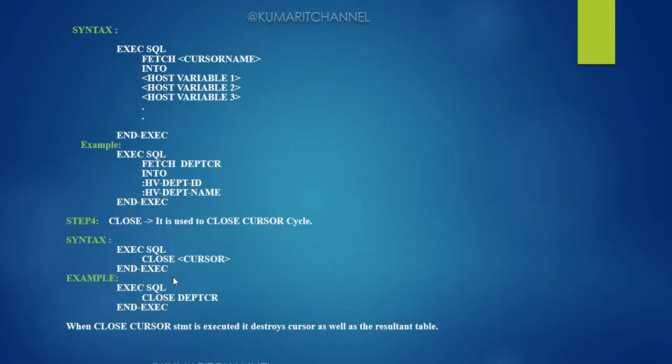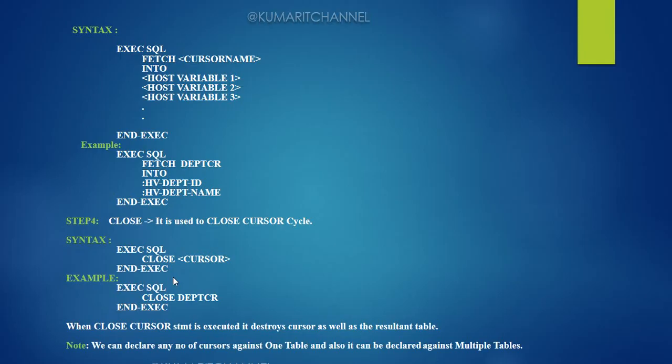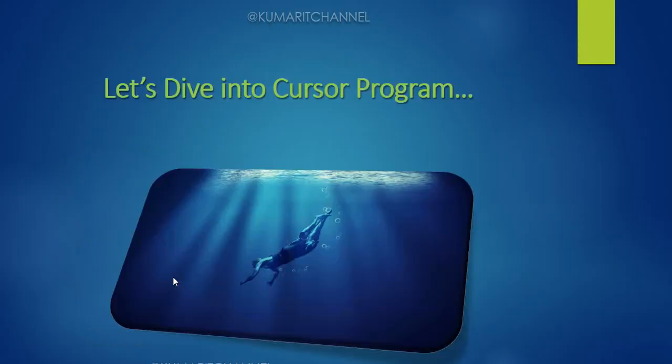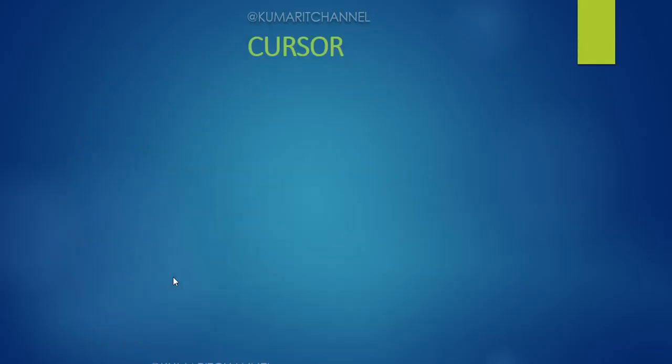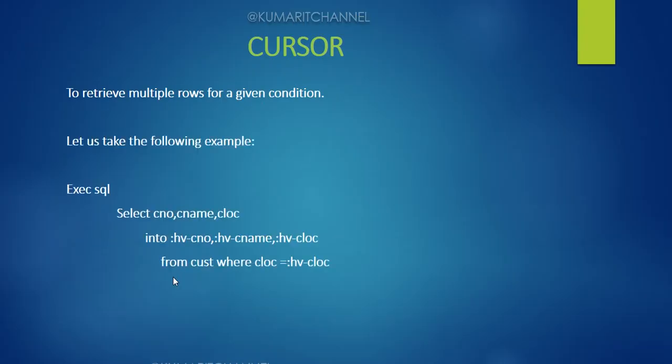So that's about the cursors. When the close cursor statement is executed, it destroys the cursor as well as the resultant table. We can declare any number of cursors against one table. Also, it can be declared using multiple tables. Let's dive into the cursor program. To retrieve multiple rows, let us take a simple example. We have already explained that, but it's a complete program I'm trying to explain here.